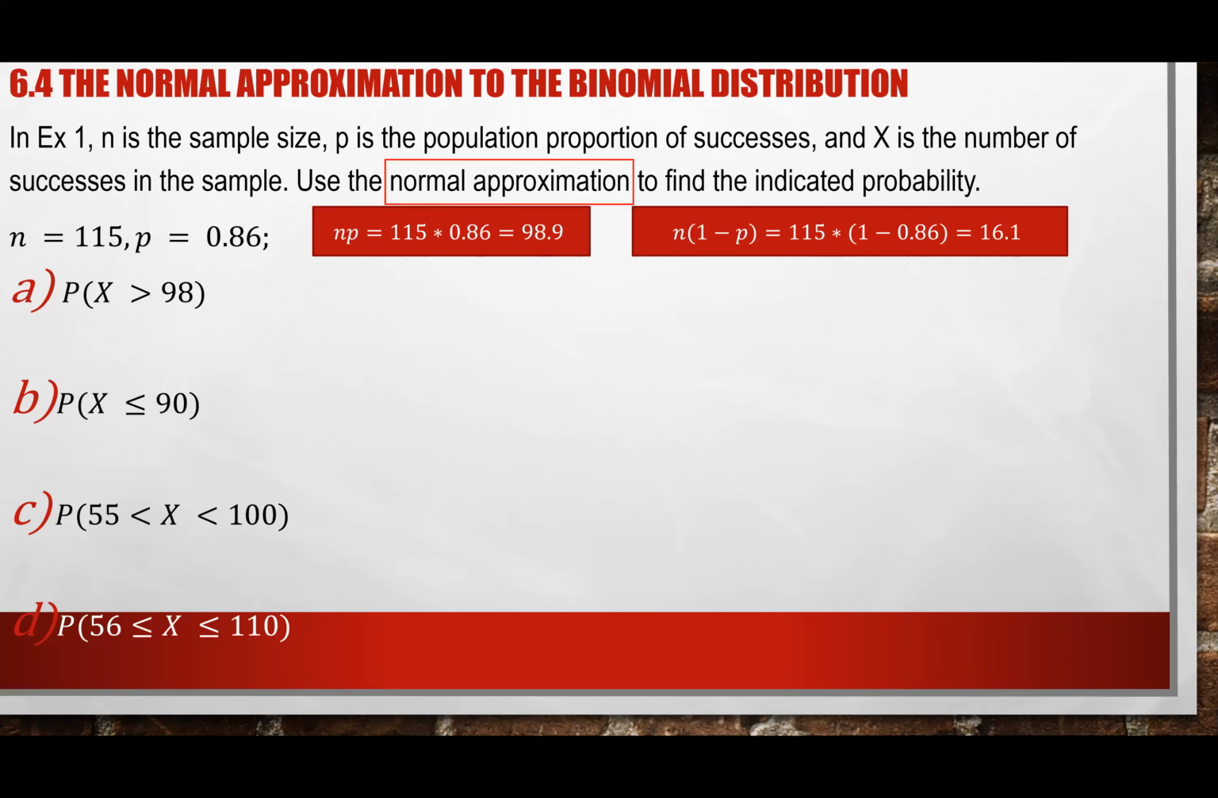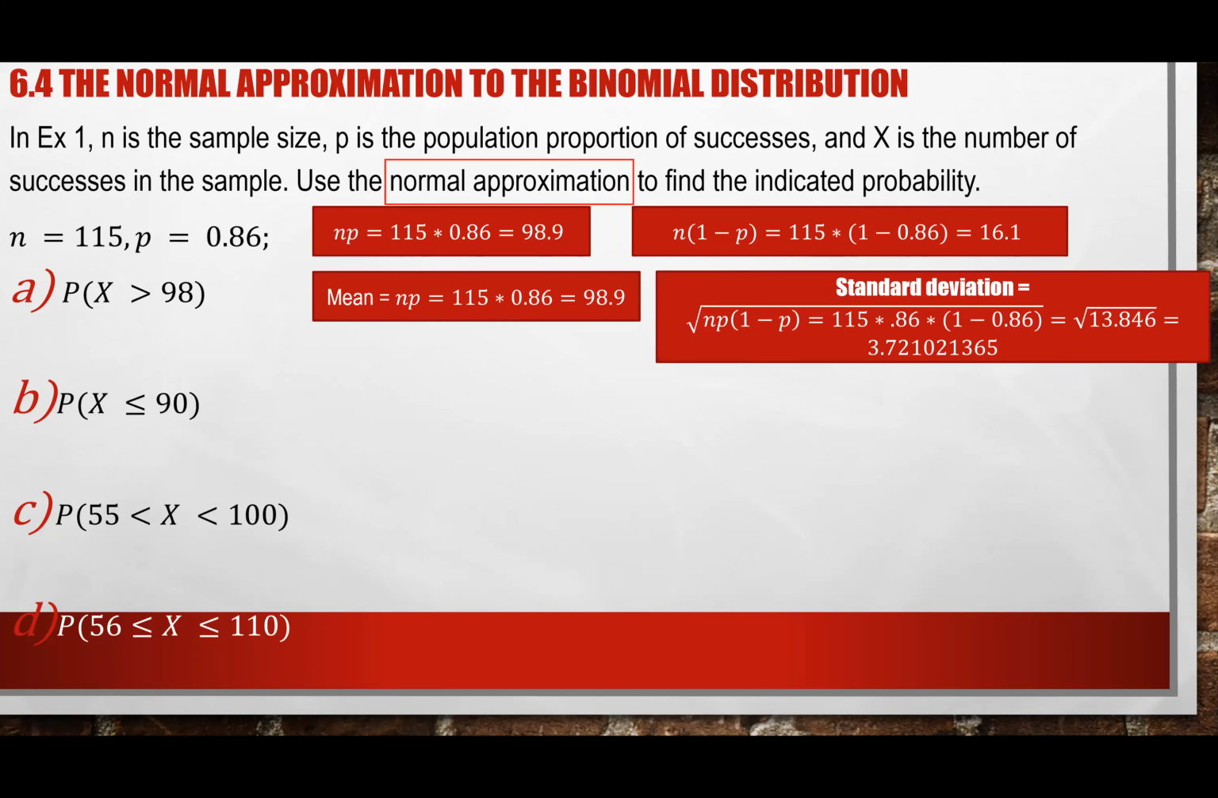So looking at this, because we have a green light, this is what you need to do. The difference between 6.4 versus 6.2 is that in 6.2 they give you the mean, and you need to adjust your standard deviation. In 6.4, you have to find the mean and the standard deviation. Your mean is the same as before, n times p, which is 115 times 0.86. That's your mean.